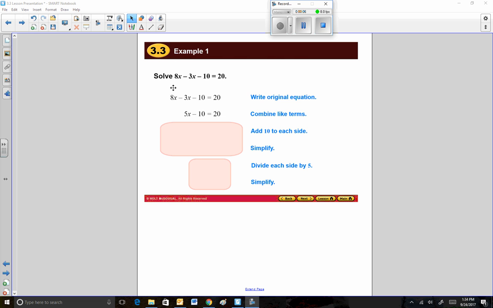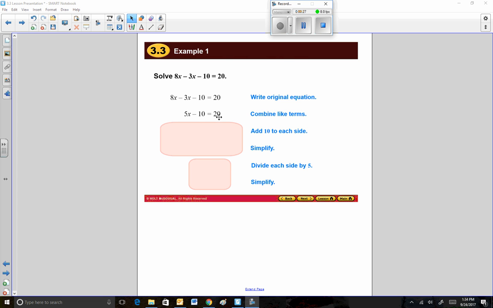And the first thing I notice when I take a look at this algebraic equation is that we have 8x and 3x on the same side of the equal sign. When I see that, I know I have to combine like terms. So 8x minus 3x is my first step. So let's take a look. 8x minus 3x, well, that's 5x. So now we bring everything else down. 5x minus 10 equals 20.